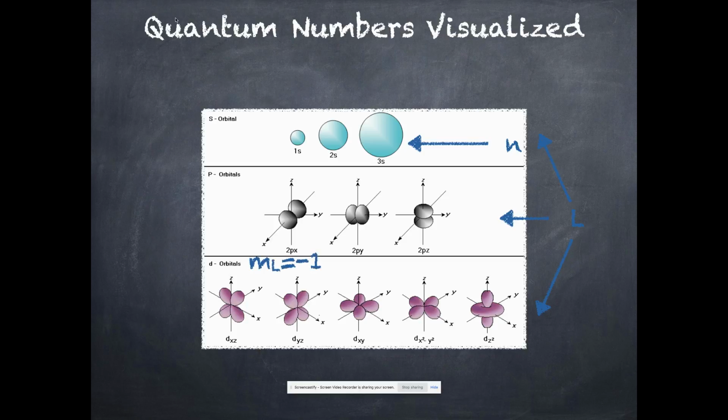Now, for the p orbital specifically, m sub L can be minus 1, which we call the 2px. It can be 0, which we call the 2py, and it can be positive 1, which we would call the 2pz. And that's why when we're talking about the p subshell, it has 3 orbitals in it: px, py, pz. The x, y, and z are just what orientation they've taken 3-dimensionally.